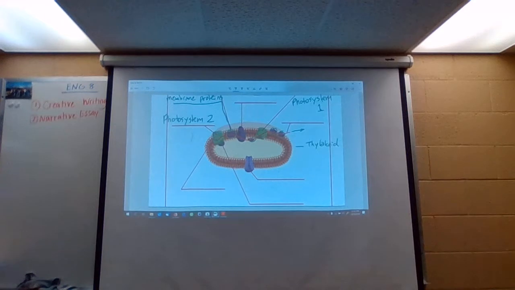So here in photosystem 2, that's where everything begins. And inside the photosystem, this green stuff, that's the chlorophyll. It is known as the pigment complex.